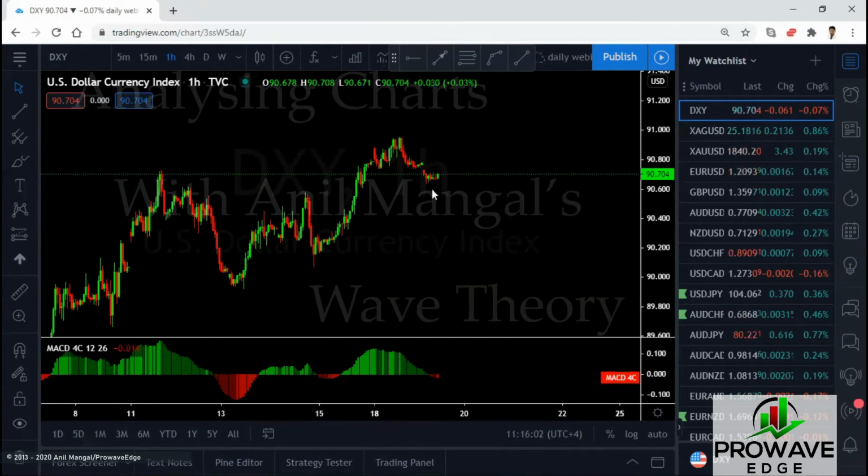So we're looking for a sell. Is there a chance it could go up? Yes, we don't have a buy setup. Based on our analysis, there is no buy setup on it at the moment.